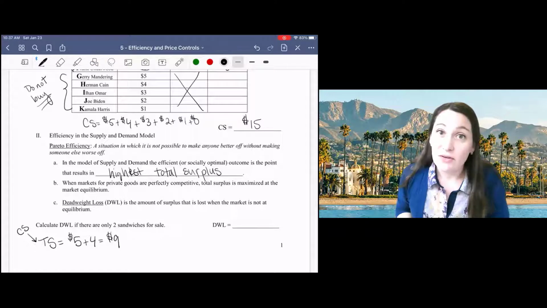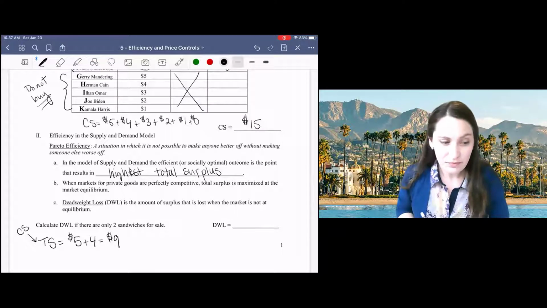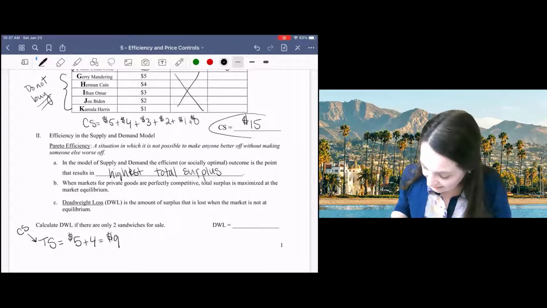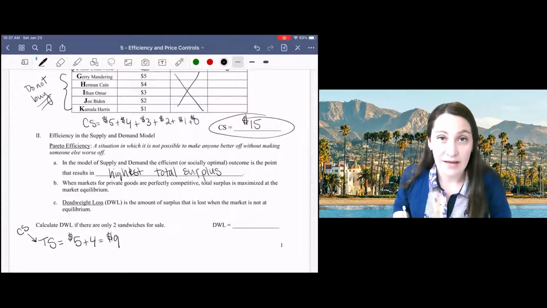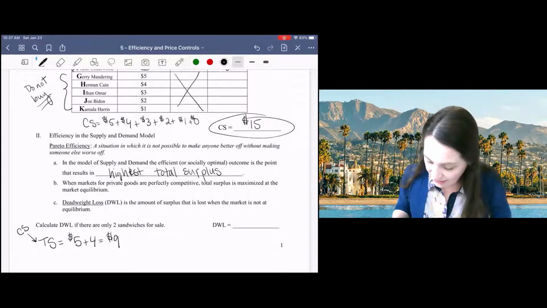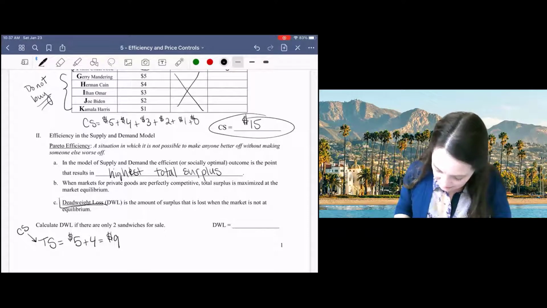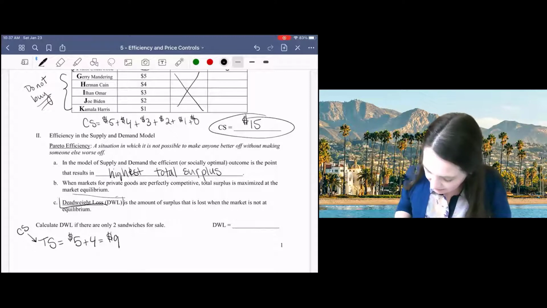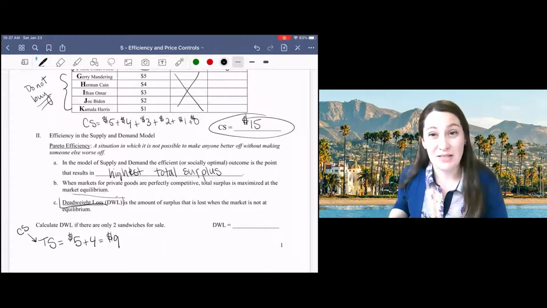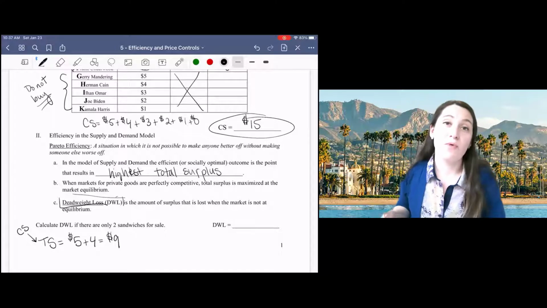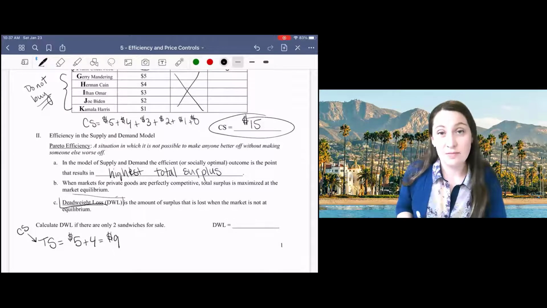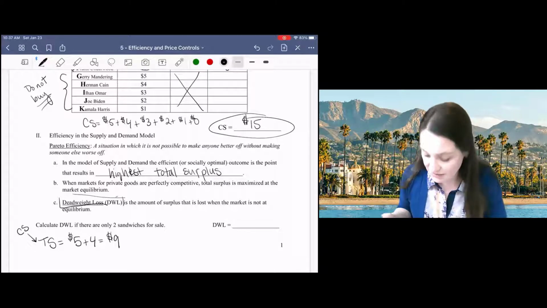All right, so if there are only 2 sandwiches for sale, the highest amount of surplus we could have would be $9. That's obviously less than the surplus that we had with 6 sandwiches, which was the socially optimal outcome. And our deadweight loss is the difference. Deadweight loss is how much surplus we could have, but we're missing because the market is not at the socially optimal outcome, in this case, 6 sandwiches.